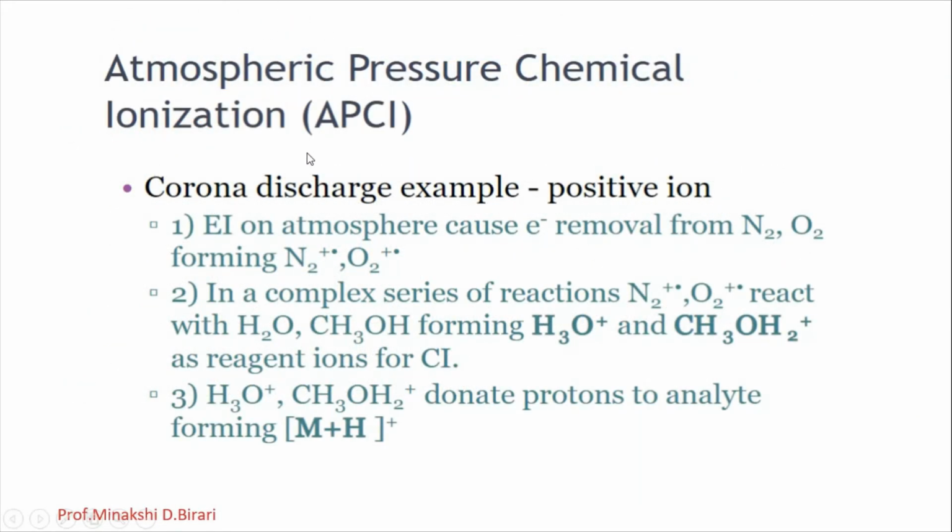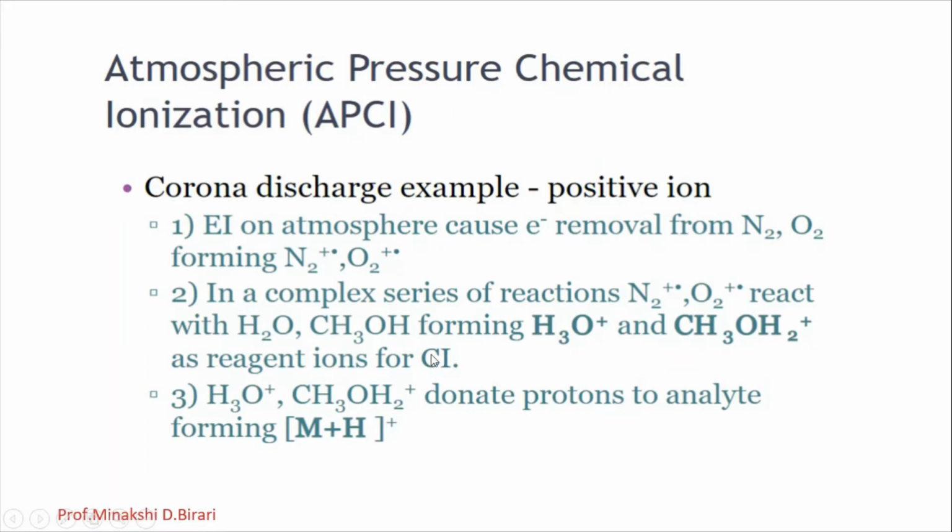APCI is analogous to CI as well as ESI. Why is it so? Here the corona discharge electrode is used for generation of ions that will produce the positive ions, and as in EI, in the atmosphere it also causes electron removal from N2 and O2, which forms the molecular ions N2+ and O2+. In a complex series of reactions, the molecular ions react with H2O and CH3OH, methanol, and that forms H3O+ and CH3OH2+ as reagent ions for CI.